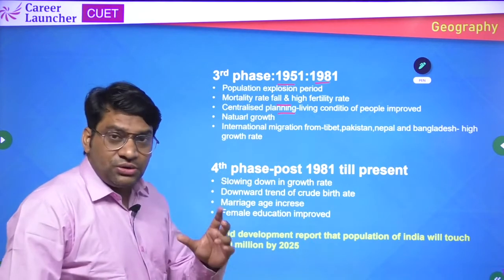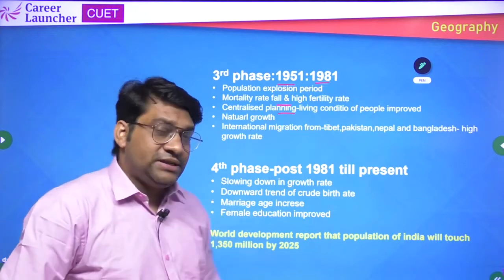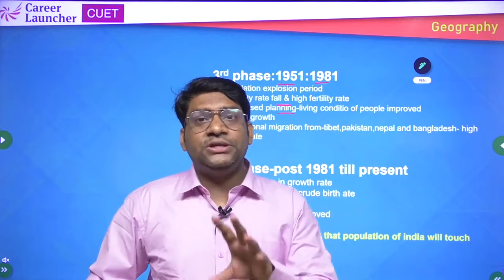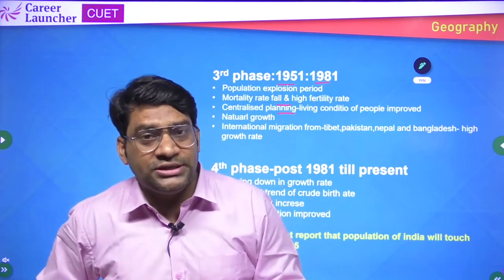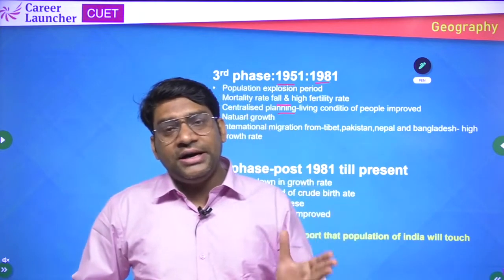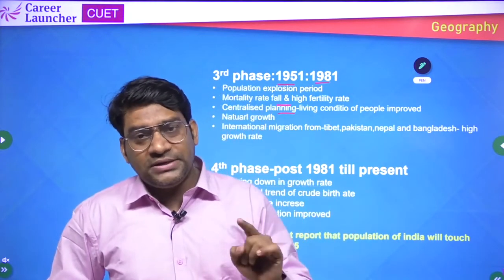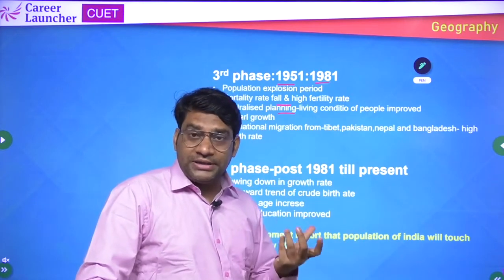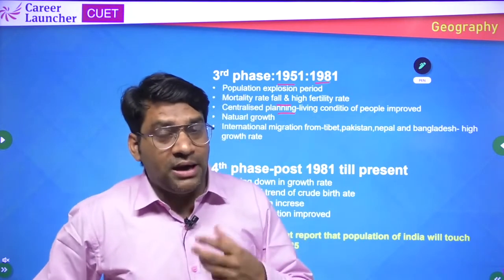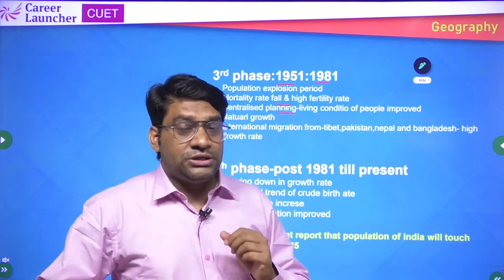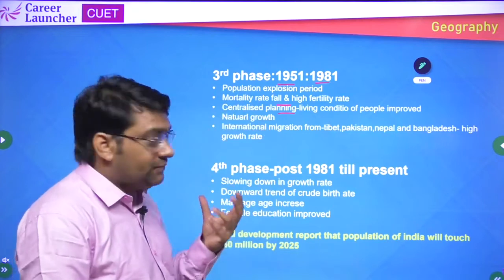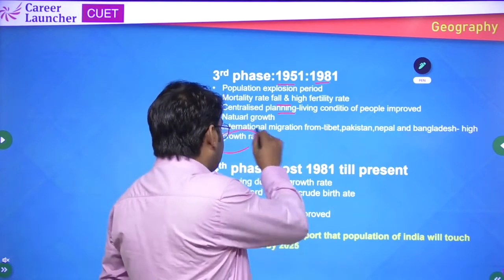International migration also took place at that time, and that was the reason for further population increase. So population did not increase only because of natural reasons. There is some other induced factor, meaning inward and outward migration of people. That was the time when India received migration from Nepal, Tibet, and Bangladesh, at that time East Pakistan. Nepal and Bangladesh, high growth rate was further responsible here.